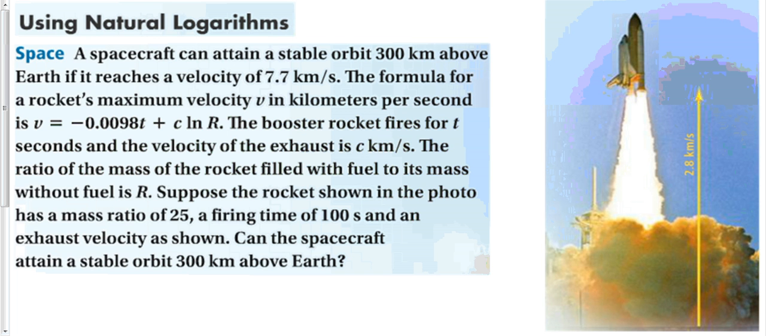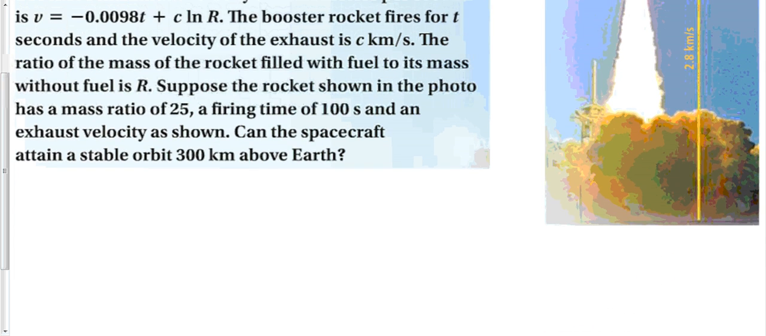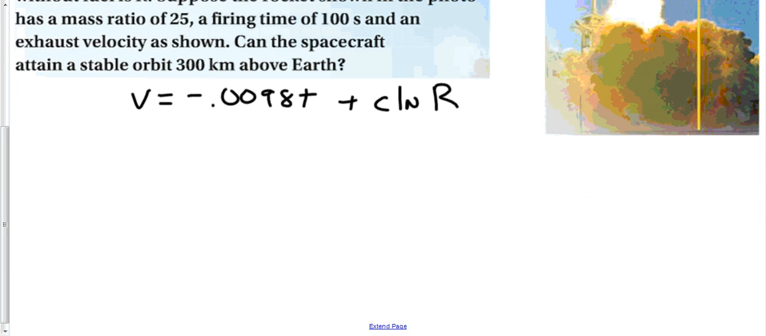Suppose the rocket shown in the photo, over to the right, has a mass ratio of 25, firing time of 100 seconds, and an exhaust velocity is shown, 2.8 kilometers per second. Can the spacecraft obtain a stable orbit 300 kilometers above Earth? So what are we looking for? Even though it's complicated, all we're going to have to do is plug our numbers into the equation. So let's start with the equation. V equals negative 0.0098 t plus c natural log of r.